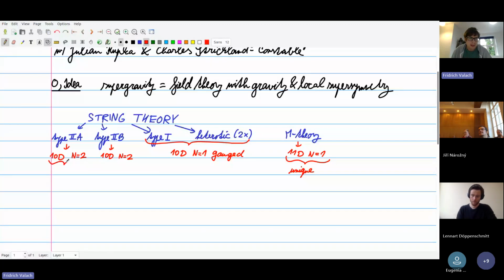And the same thing happens here. There is this N=2, which is the maximal amount of supersymmetry in 10 dimensions. And there are these 2 flavors, and that's all. So these are completely fixed. You can write down the entire action, field content, and transformations, and they are unique.